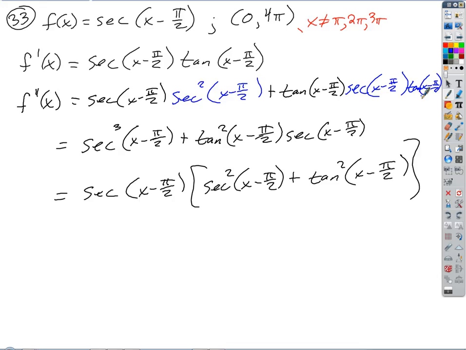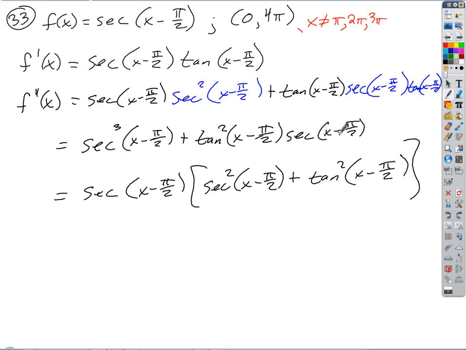We could simplify both sides. Secant of x minus pi halves times secant squared of x minus pi halves is secant cubed. Secant times tangent times tangent would give us a tangent squared. And then we have another factor of secant there. And so we ended up there. And then we factored out a secant. We had a common factor. We factored out a secant of x minus pi halves, right? And that's where we left off. So that's our second derivative.